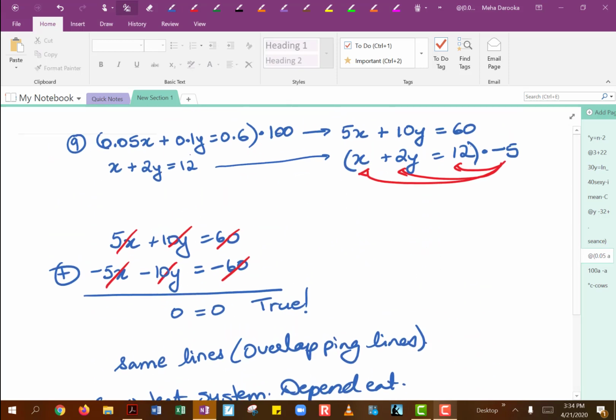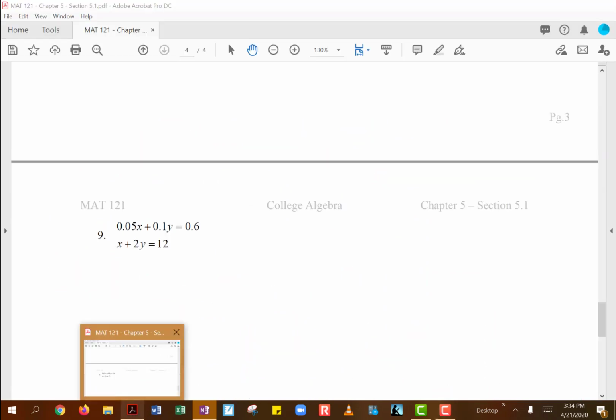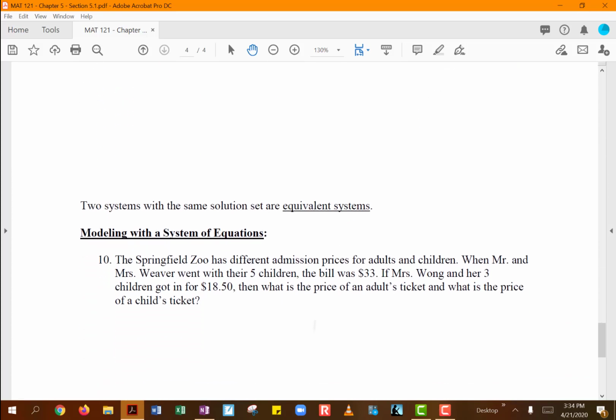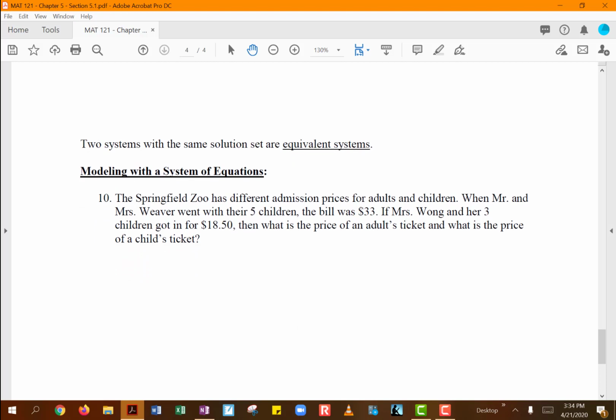Okay, so this was example number 9. This was to show you how the addition method works with the 3 different types of cases we can have: intersecting at one point, parallel lines, or the 2 lines are the same line. Just something else to keep in mind is that if you solve 2 different systems and they end up with the same solution set, we call them equivalent systems.